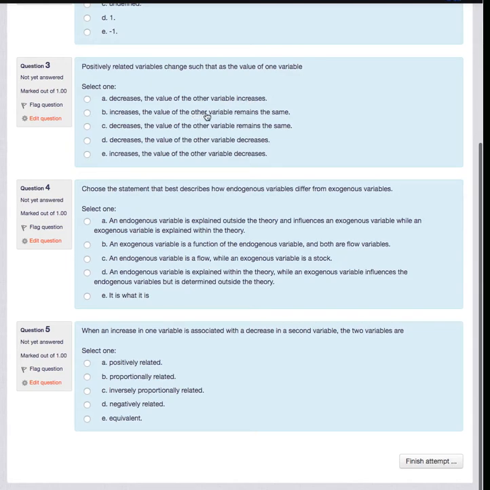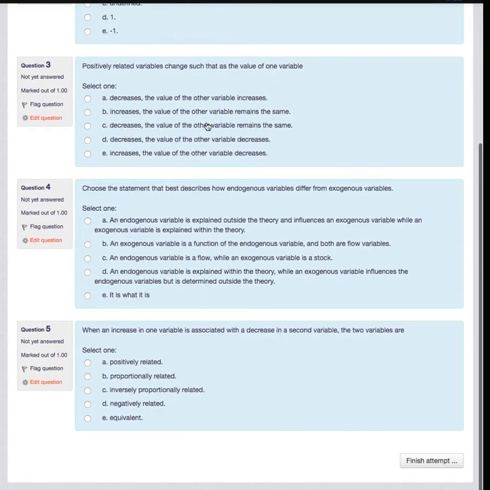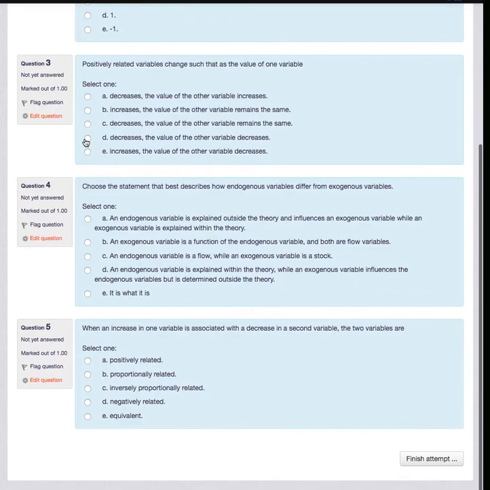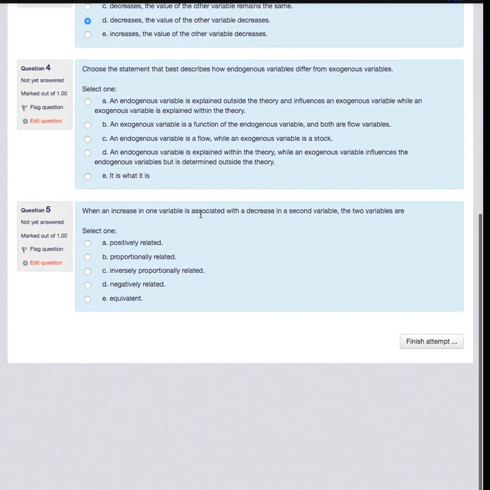Increases, the value of the other variable remains the same. They're not related if that's the case. Decreases, the other variable remains the same. They're not related once again. Decreases, or increases would be the two right answers. And here we have increases, decreases. So decreases is the only right answer.